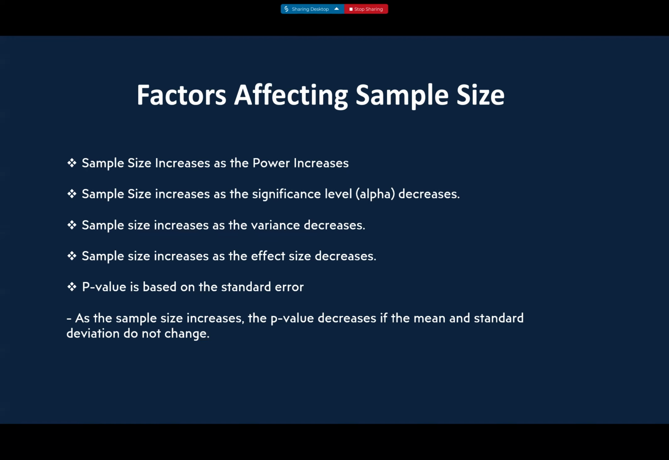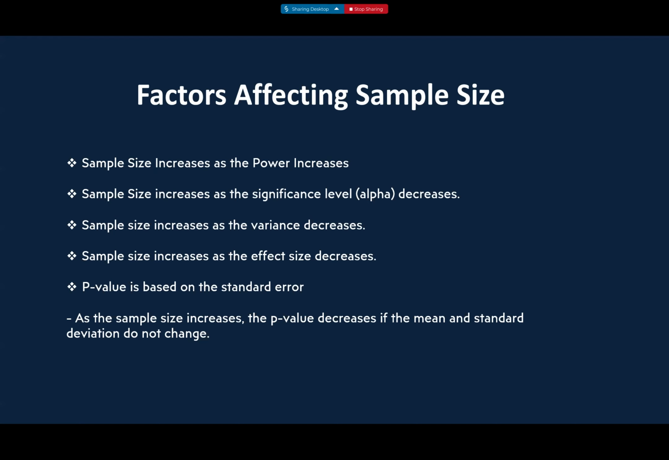The other factor is that sample size increases as the significance level decreases. So for example, a study with alpha of 0.01 requires more subjects when it's compared to a study with alpha of 0.05. Sample size increases as the variance decreases. So there's an inverse relationship between sample size and the standard error. So as we increase our sample size, our variability of the sampling distribution also decreases.